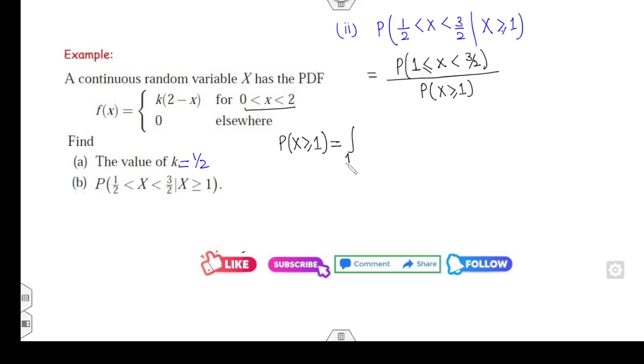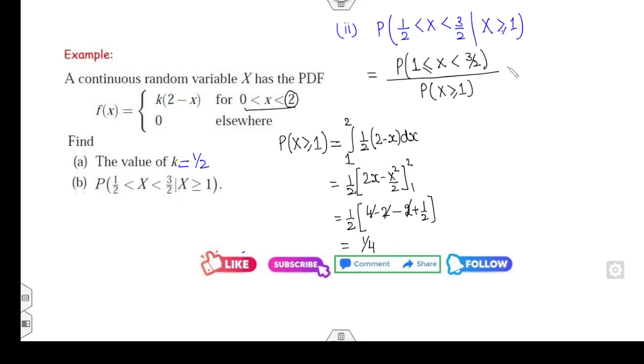It will be 1 to the upper limit 2, f(x) is k, which will be half, times (2 minus x). So half is outside, and that is 2x minus x square by 2 from 1 to 2. That is 1, so 4 minus 2. If you substitute 1 and 2, it's half. So 4 and 4 will be cancelled out. That is 1 over 4. So that means the denominator will be 1 over 4.